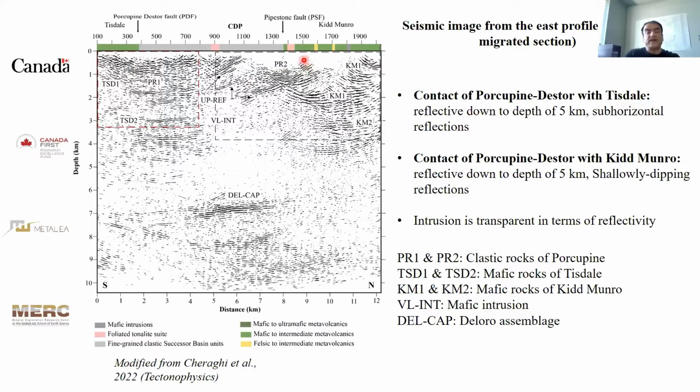It seems there is a more complicated structure under the Porcupine Destor Fault. This is a saucer-shaped reflection, and it suggests the Pipestone is a subvertical formation. What we see is that most of the reflectivity is in the shallower crust. When I say shallower crust, I mean about 3 kilometers. And this dashed area, we will look at again in more detail.